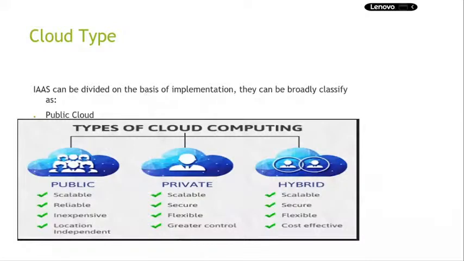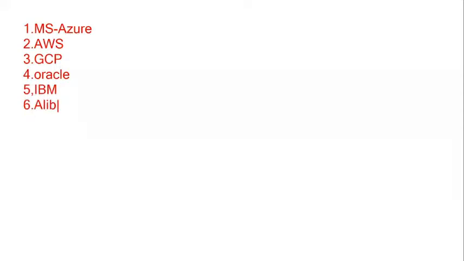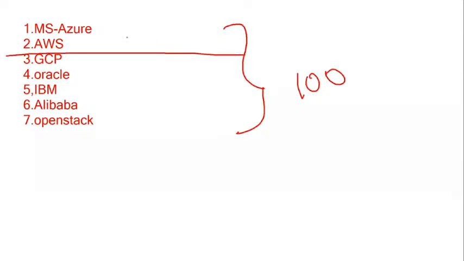Next, to provide cloud computing, there are many vendors. What are they? Any idea? One is Microsoft Azure. Second, AWS. Third, GCP, Google Cloud. Fourth, Oracle Cloud. Fifth, IBM Cloud, which I can call IBM Bluemix. Sixth, Alibaba. We also have OpenStack. We have n number of cloud vendors providing cloud computing technology. Out of them, if you consider the cloud market as 100%, these two, Microsoft Azure and AWS, occupy 80%, and all the remaining occupy 20%.